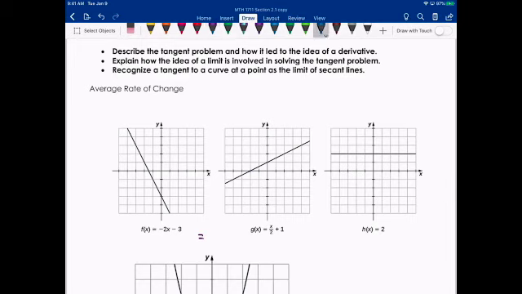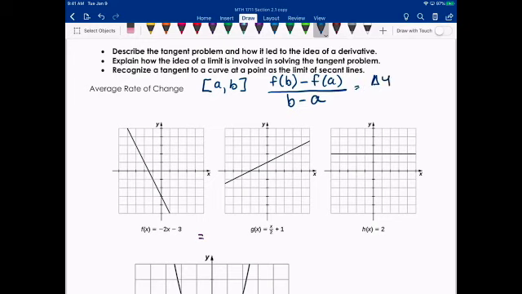Now, in order to discuss the tangent problem, we need to do a quick review of average rate of change. And if you recall, the average rate of change is the slope of the line that passes between 2 points on a curve. And so if I'm looking at the interval, let's say generically from A to B, and I want to find the average rate of change from x equals A to x equals B, then we would take the corresponding y value for B, which is f of B, and we would subtract the corresponding y value for A, and we would divide by the difference in the x's, which would be B minus A.